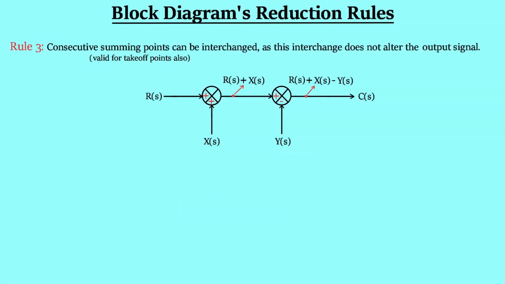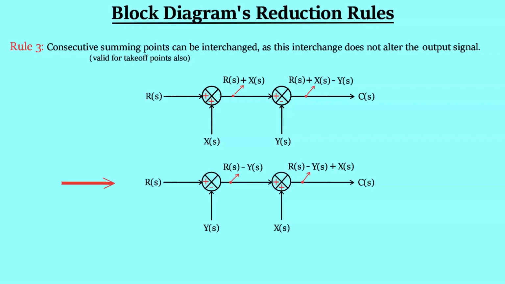If you are having two consecutive summing points in a block diagram, then these can be interchanged. However, we have to keep in mind that there is nothing between the two summing points, neither a block nor a takeoff point. The same rule is valid for takeoff points also, meaning that you can interchange two takeoff points provided there is nothing between the two takeoff points.